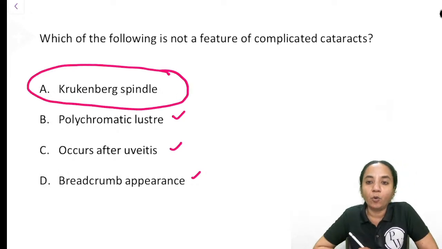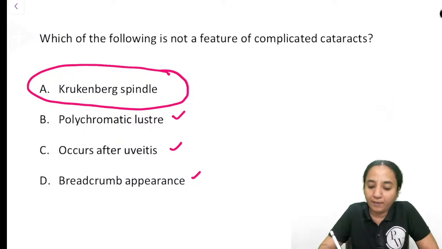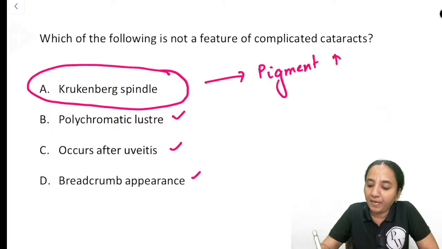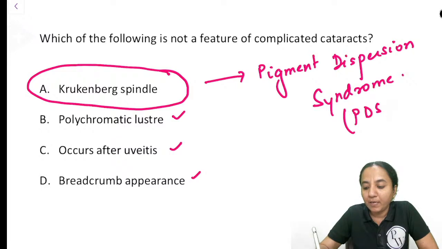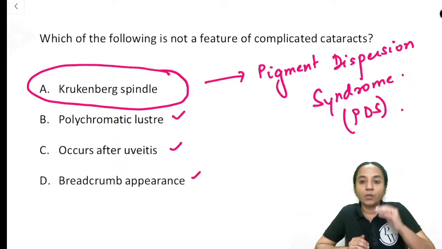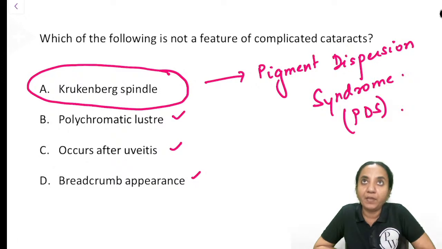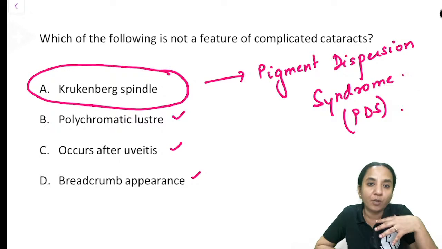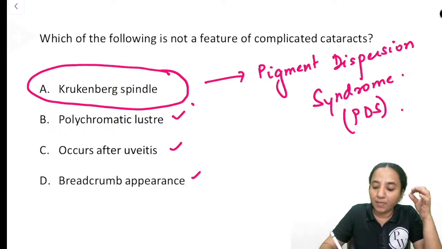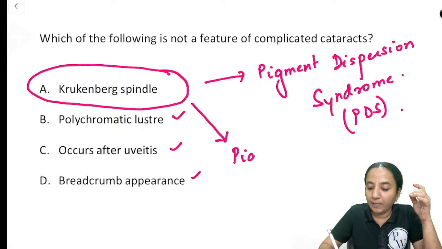So what exactly is Krukenberg spindle? Krukenberg spindle is seen in PDS, or pigment dispersion syndrome. So in pigment dispersion syndrome, what happens here? There is a rubbing of the zonules against the posterior iris epithelium, and the iris pigments are lost and get deposited in different ocular structures. When they get deposited on the corneal endothelium, that is called Krukenberg.